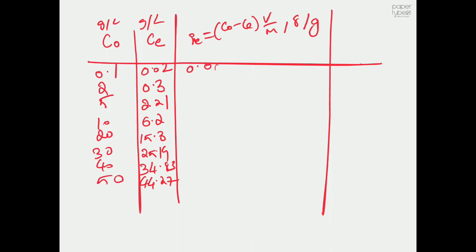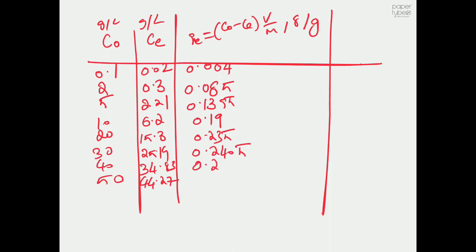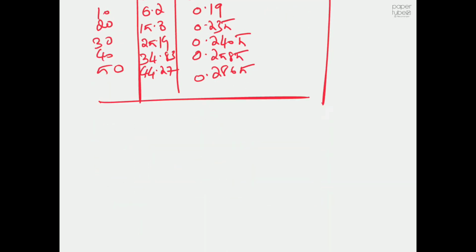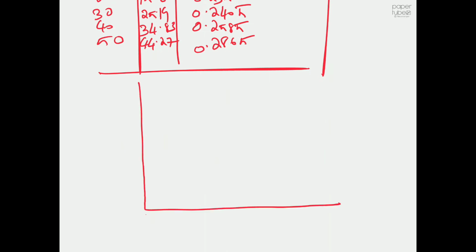So our QE values will be 0.85, 0.1395, 0.19, 0.235, 0.2405, 0.2585, and then 0.2865. So if you plot these values, let's try to plot on this normal sheet.